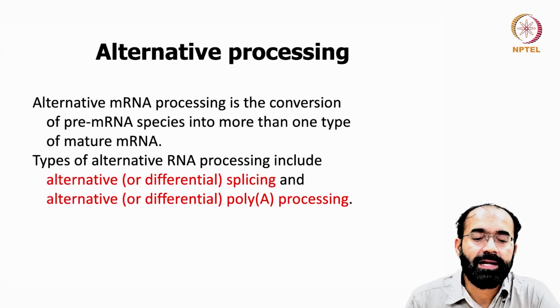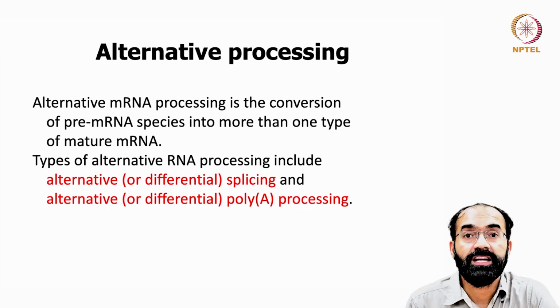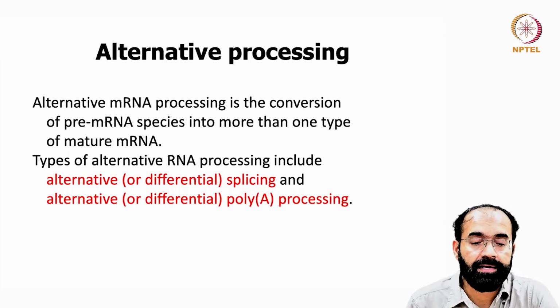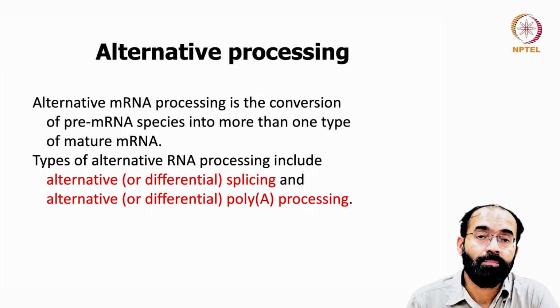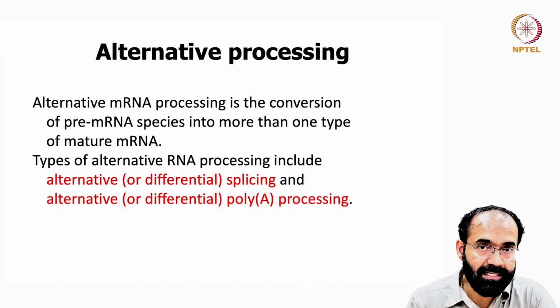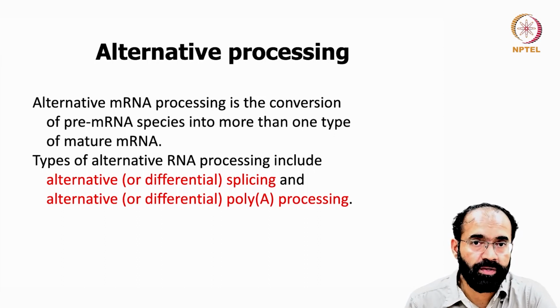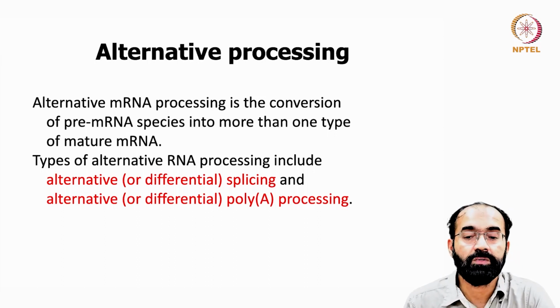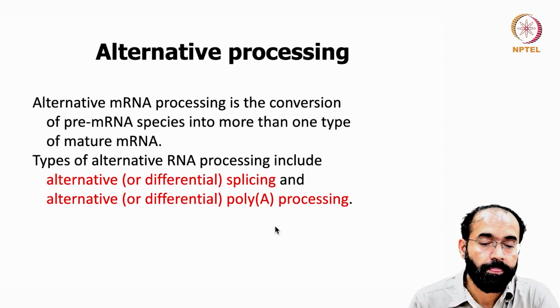So types of alternative RNA processing include alternative or differential splicing and alternative or differential poly-A processing. Because this requires a detailed and slow-moving approach to the topic, we will see them really slowly so that you will catch it in the right spirit.